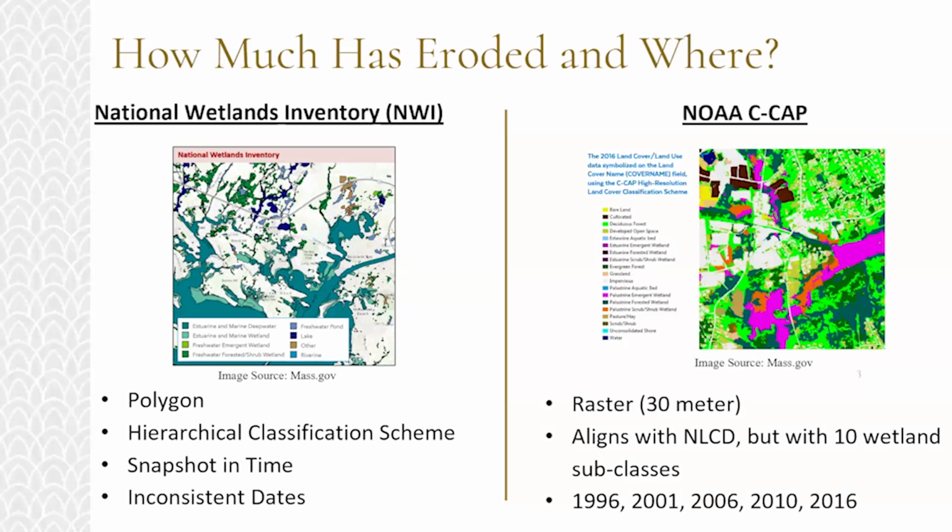And then there's the NOAA Coastal Change Analysis Program, also known as the CCAP product. Oh, sorry, I'm mixing up my acronyms. This is derived from Landsat, so it's a 30-meter raster. It aligns pretty well with the National Land Cover Dataset, but it has wetland subclasses, and this is available for five dates from 1996 to 2016 in five-year increments, so you can use this for change detection.